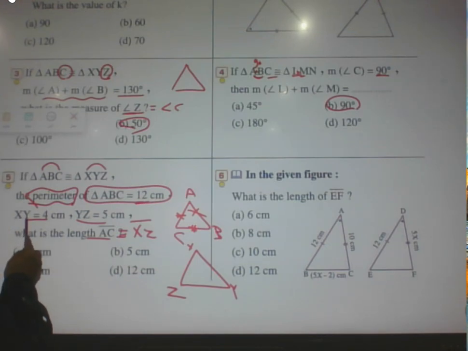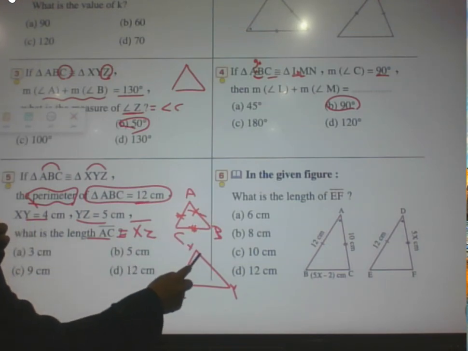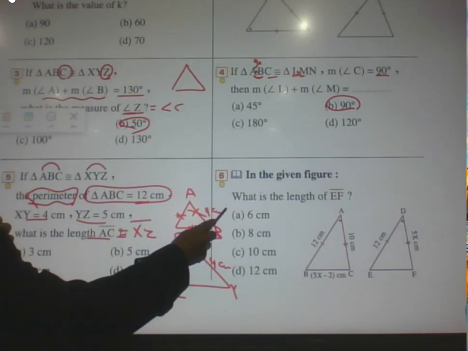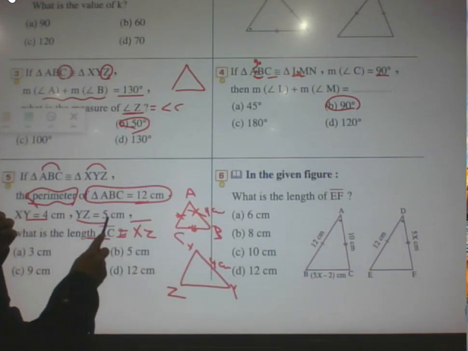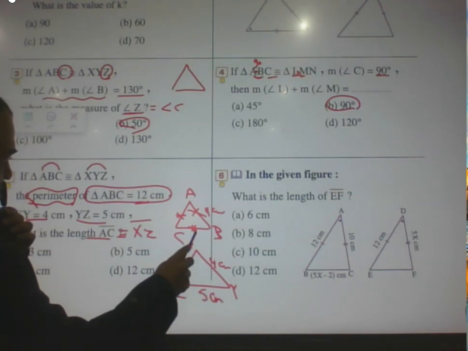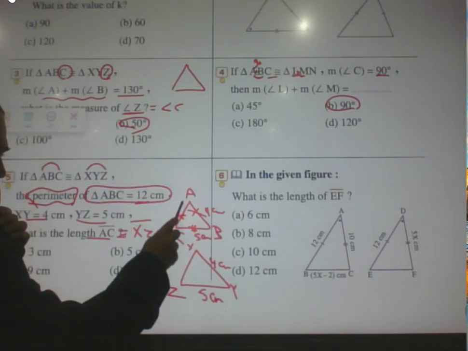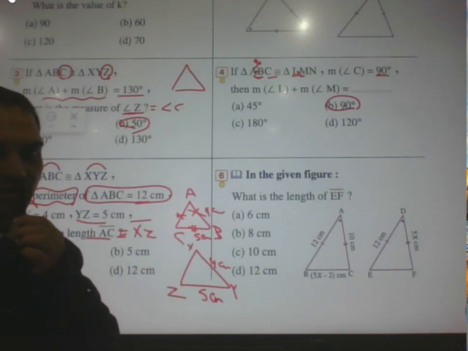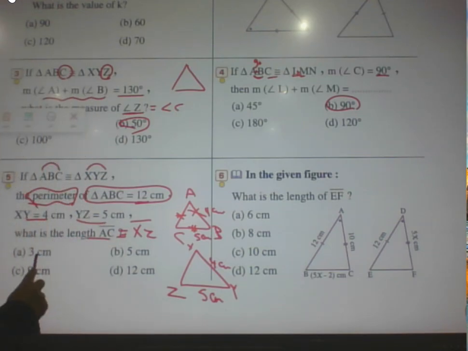He gave me the example: XY is 4 centimeters, then AB equals 4 centimeters, congruent. And also YZ is 5, then CB will be 5 centimeters. We can find the length of EC. 4 plus 5 equals 9, and then 9 subtracted from 12. 12 minus 9 equals 3 centimeters. Then the answer here will be 3 centimeters.